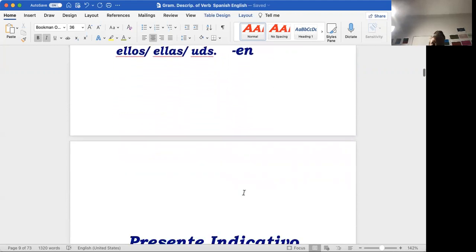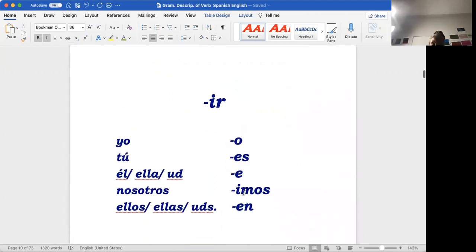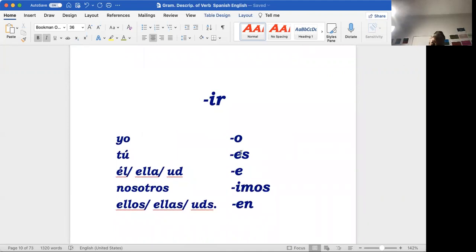With the IR verb, it's o, es, a, just like the ER verb, but with nosotros in the present tense, imos. So it breaks that E. It's imos, the I here, and then N. That's important. Okay. All of this is important. If this is the way they do it in Spanish, then it's important, right? It's important.